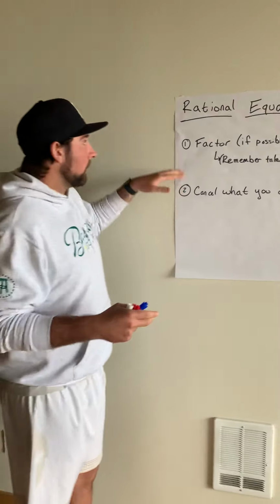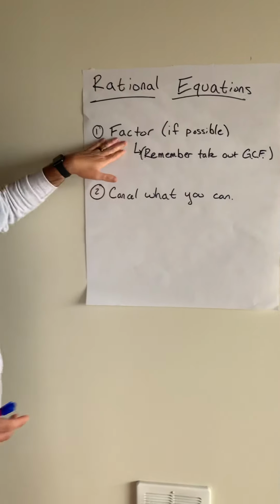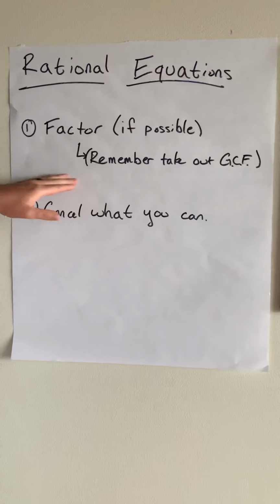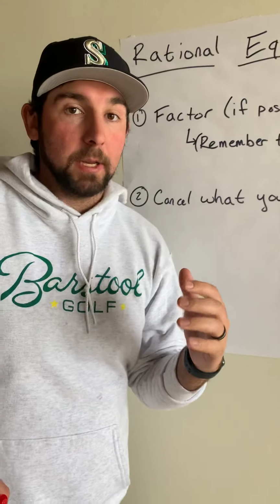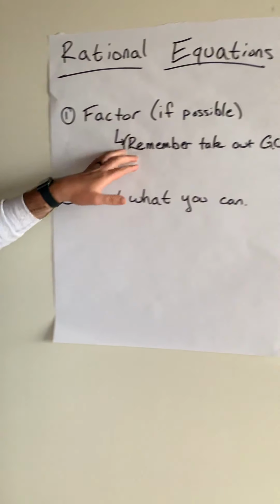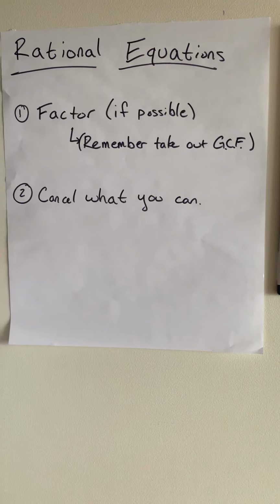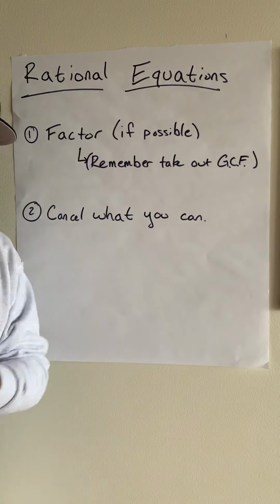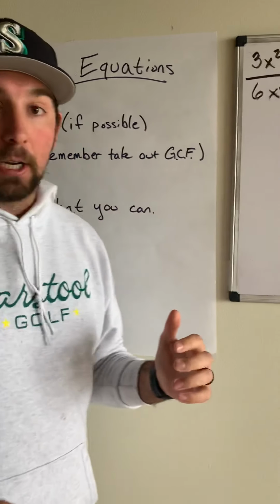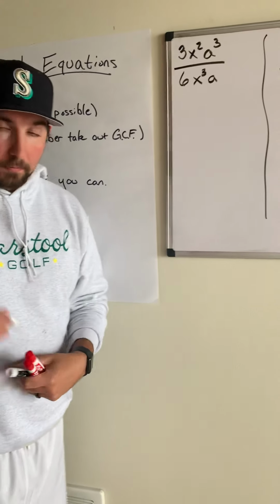So the first thing you want to do, you want to factor if possible. And remember to take out your greatest common factor. We talked about that in the factoring video last week, but make sure you take out that greatest common factor, and then you want to cancel what you can. It's that easy. 2 steps to success. I've got 3 examples we're going to go over, and we'll go from there.